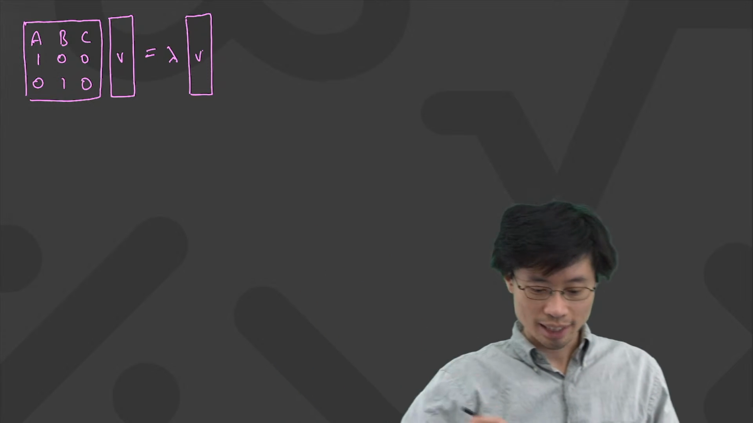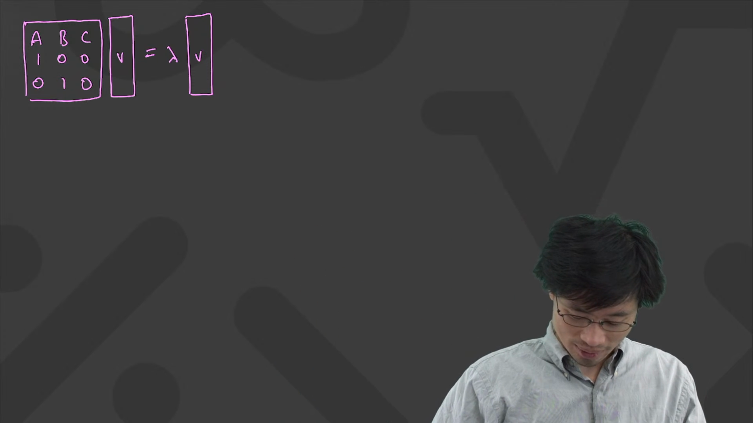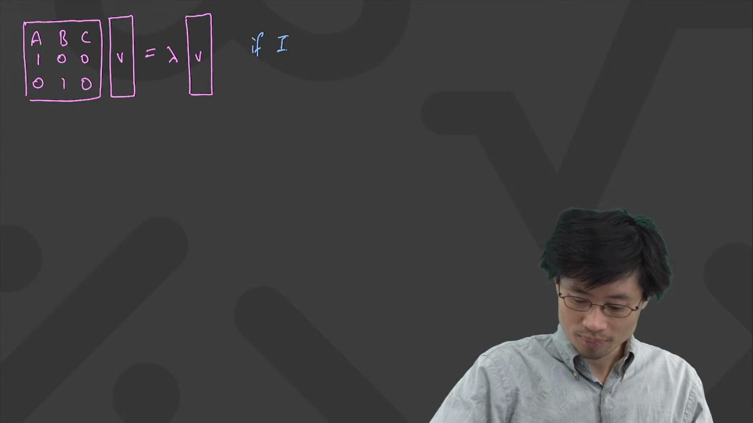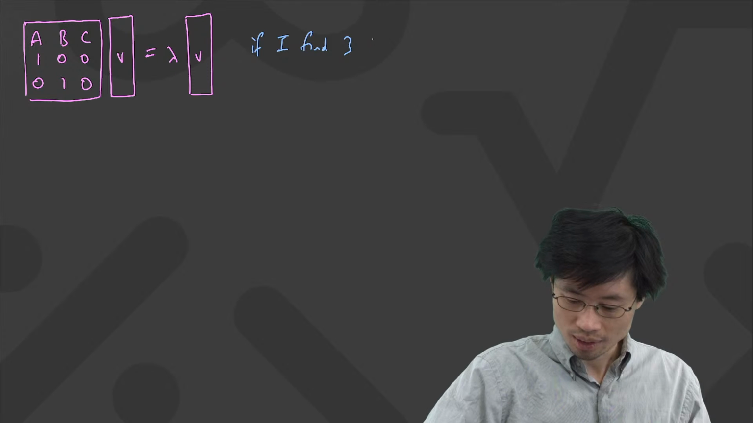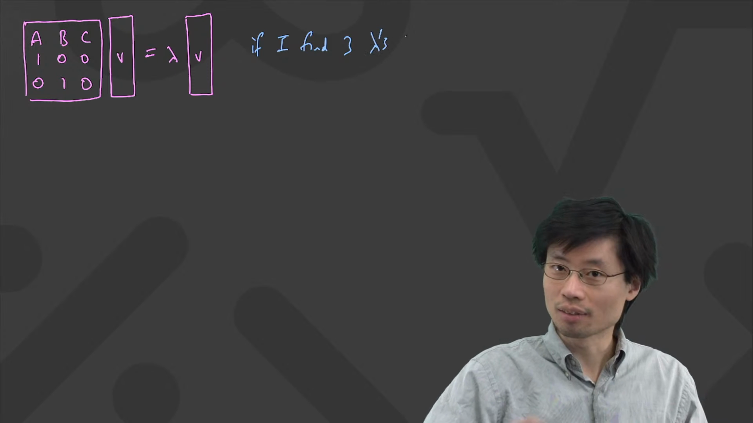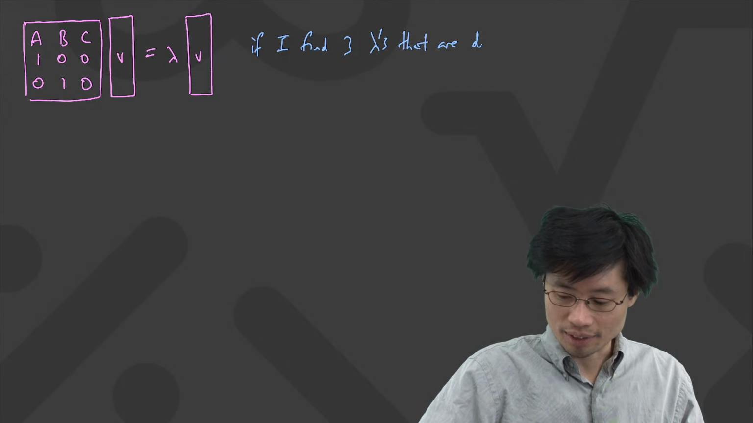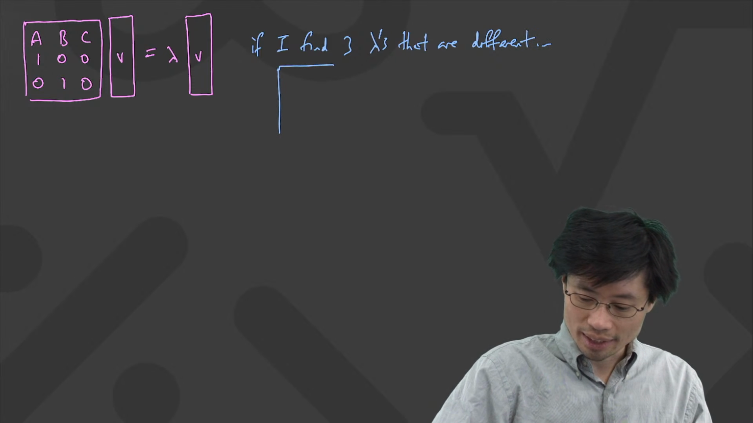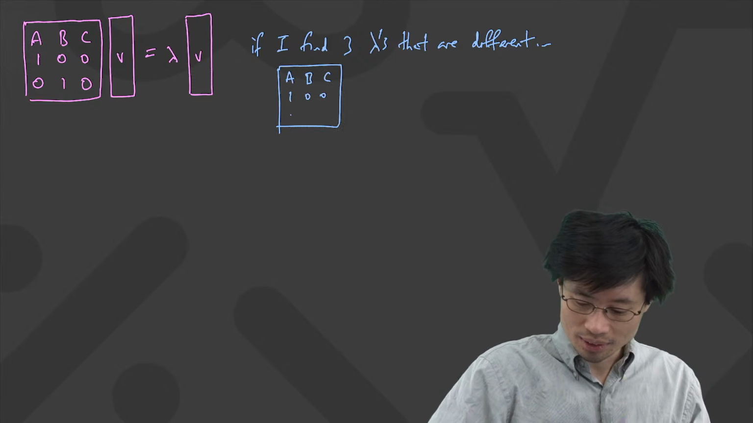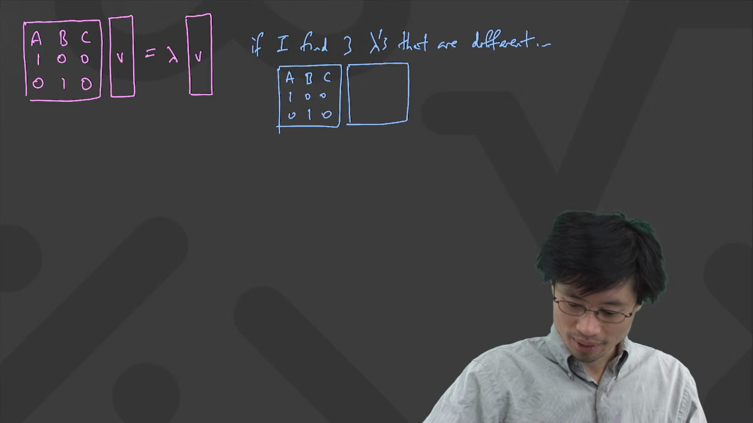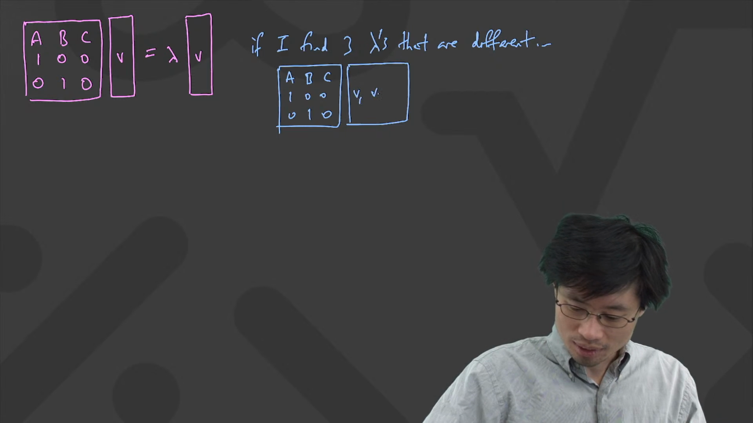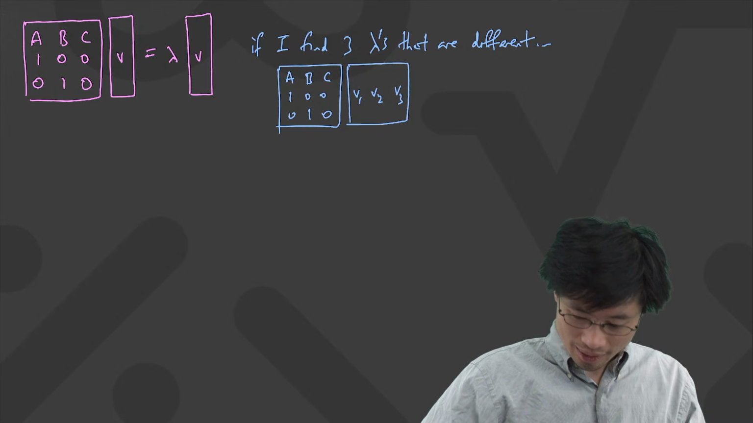And why it's useful is because if I find 3 of them, okay? So let's just write down, if I find 3 lambdas, and I'll even say 3 lambdas that are different. We'll worry about repeated things later. Then what you get to do is you can say that this ABC 1, 0, 0, 0, 1, 0, you just multiply it by all 3 of them slapped together. So it's like V1, V2, and then V3 slapped together.